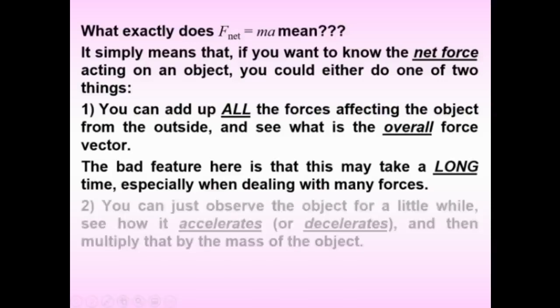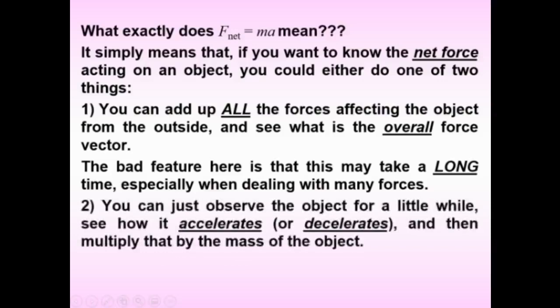The other way is to just multiply M times A. So that means you're going to need to know what about the object? Its mass in kilograms, and its acceleration. So you can just observe the object for a little while, see how it accelerates or decelerates, whatever happens, and then multiply that by the mass of the object.